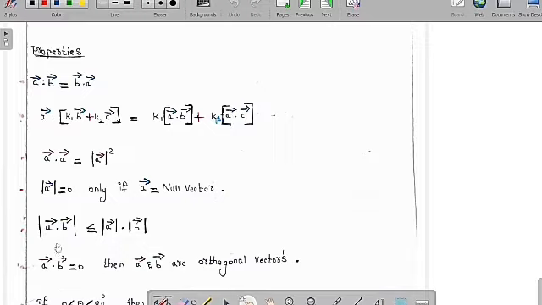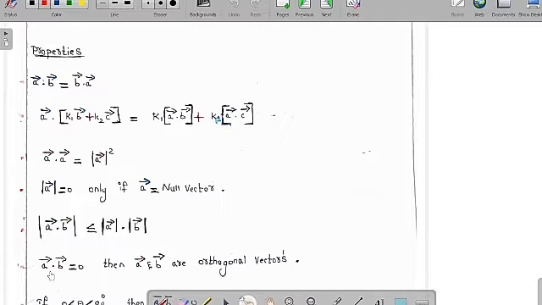And the magnitude of the dot product will always be less than or equal to the magnitude of a bar into the magnitude of b bar, because there is a cos theta. Cos theta can lie between -1 and 1. Therefore, the overall magnitude of the dot product is always less than or equal to the magnitude of vector a bar into the magnitude of vector b bar.